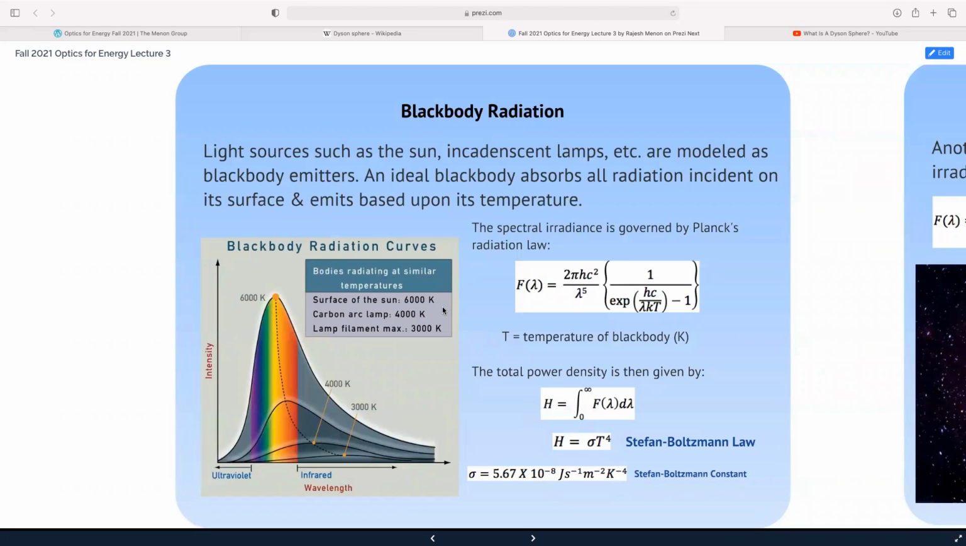Now let's come back to some simple math here. The spectral irradiance is governed by Planck's radiation law. In fact, this is the starting point of quantum mechanics. The black body radiation allowed Planck to essentially quantize the electromagnetic field and define what a photon is. You don't need to know any of this. In fact, you don't need to memorize anything in this class because all the exams are open book. But I want you to get intuition.